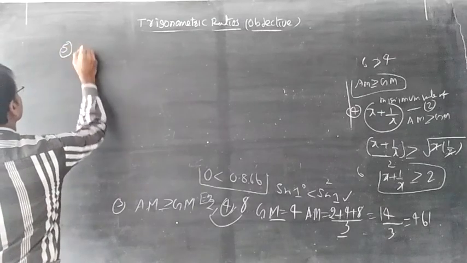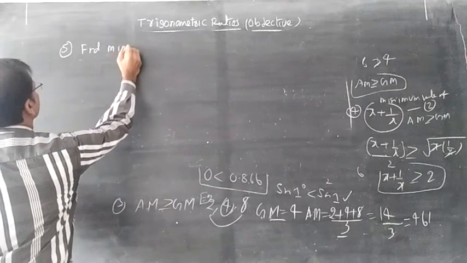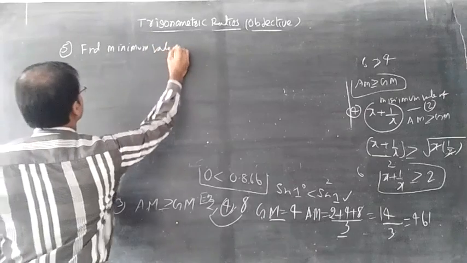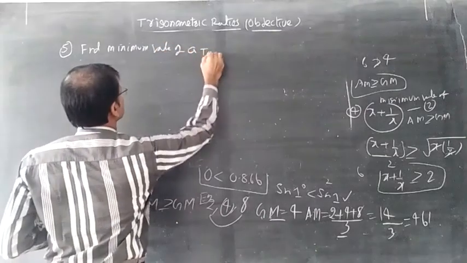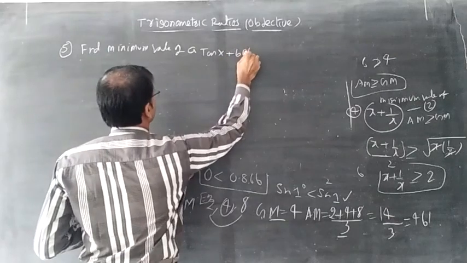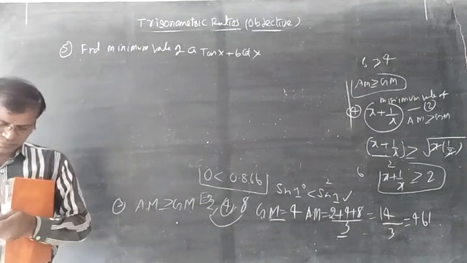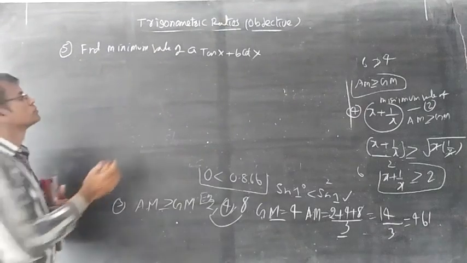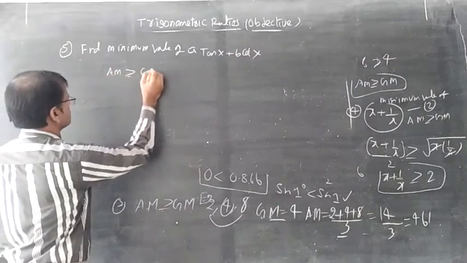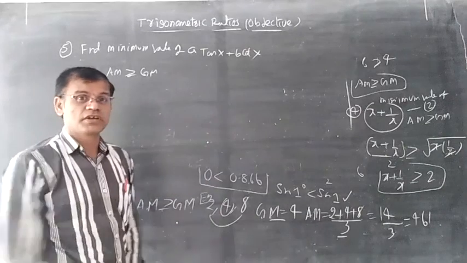Using this one, find an example and find the minimum value of A tan x plus B cot x. Use AM greater than or equal to GM. A tan x and B cot x are two terms.